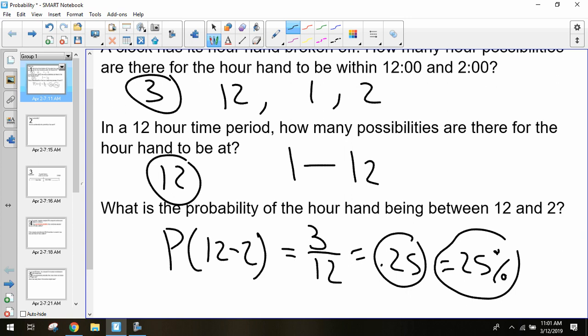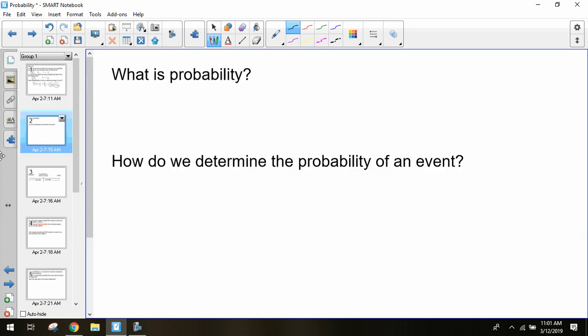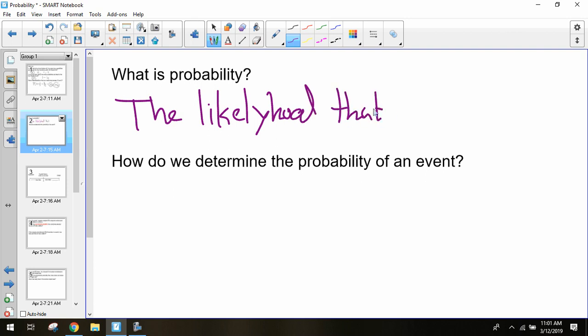We'll talk more specifically about where we get this from. But before we jump to that, when I say the word probability, what do you think of? What does that mean to you? Probability. Ratios? Okay. What does it mean though? Yeah, it's our likelihood that an event will occur.